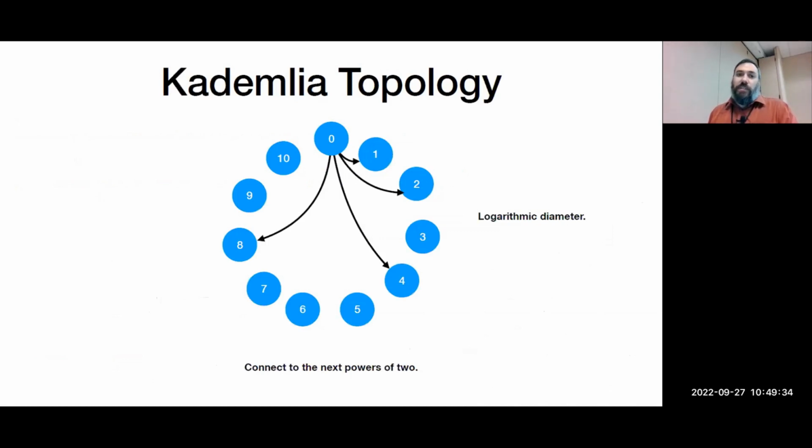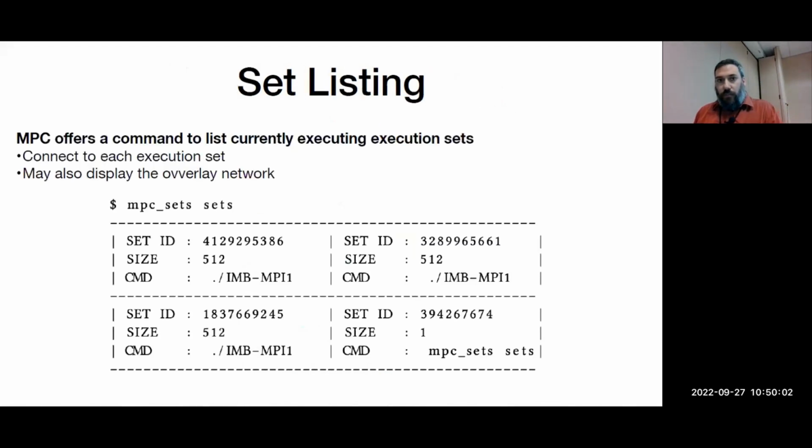So just an example of what a Kademlia topology is. Basically, each node is connected to the other nodes which are at the next powers of 2. So 0 is connected to 1, then to 2, then to 4, and then to 8. And if you do this for everyone, you will have a really interesting connected graph since you will have a logarithmic diameter. So it's really efficient.